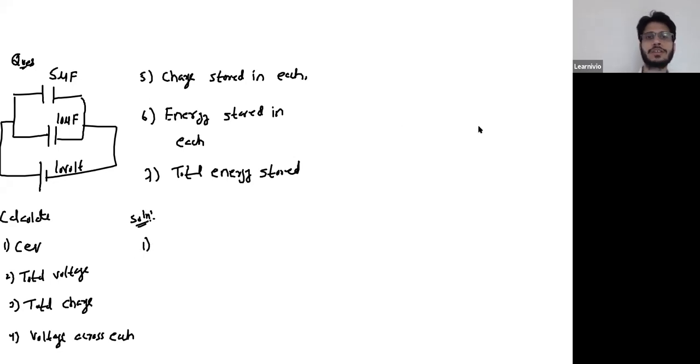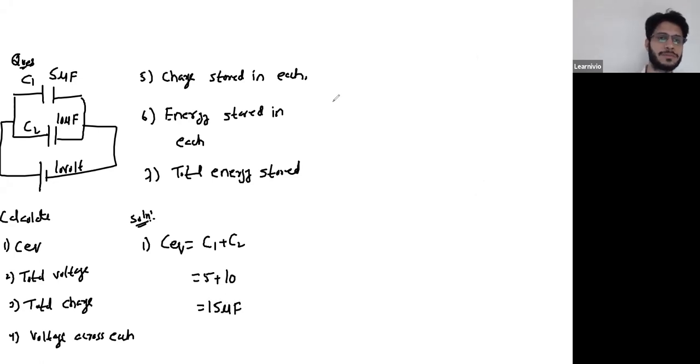First part. Okay, let's start with Afroza. Afroza, what is C equivalent in this case? That's C1 and this is C2. Equivalent is C1 plus C2. C1 is 5, C2 is 10, so C equivalent is 5 plus 10, which is 15 microfarad.